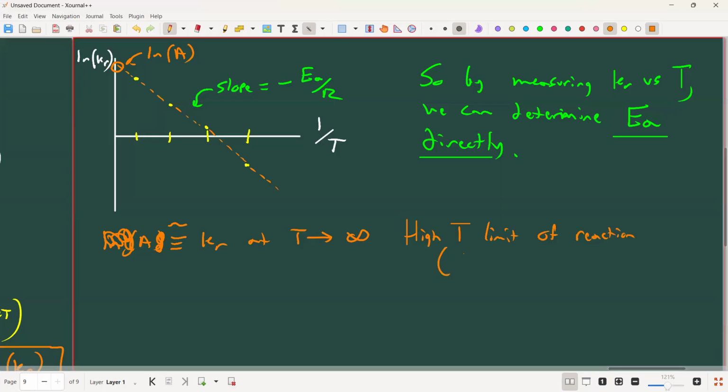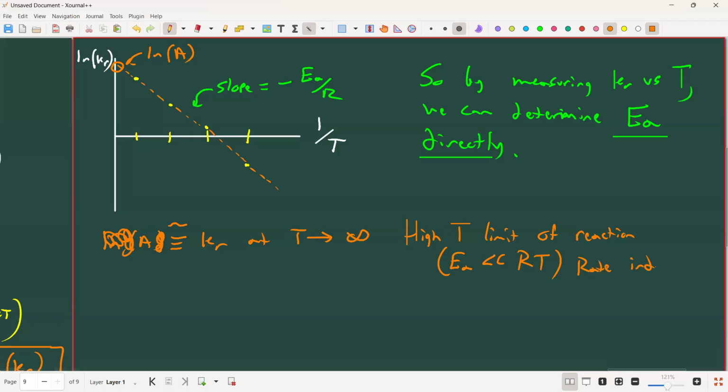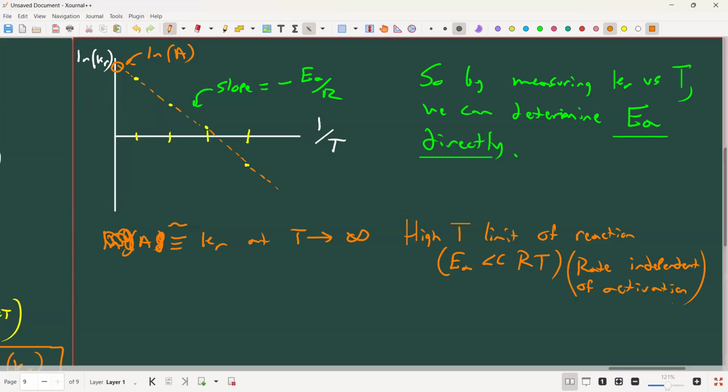Well, that just means that EA in this limit is much smaller than RT. Right, so basically it has no activation energy. So this is the rate independent of activation. Right, so that kind of gives you a sense that that's the maximum possible rate that it can occur at. This is the idea that every time CH3Br and OH hit, they react with 100% probability. So this is kind of the high temperature limit of the reaction.